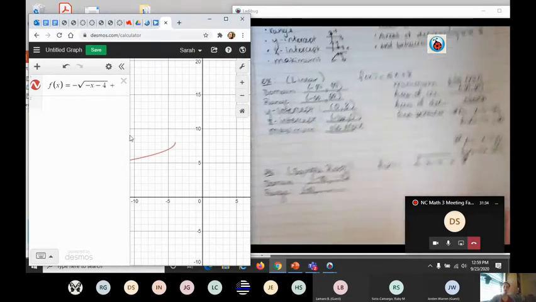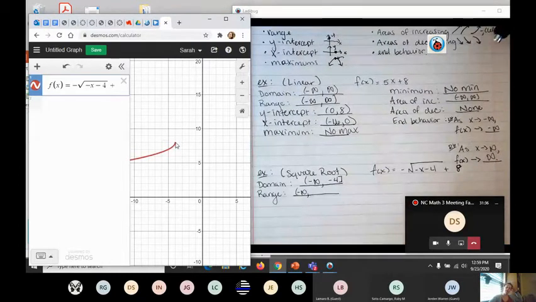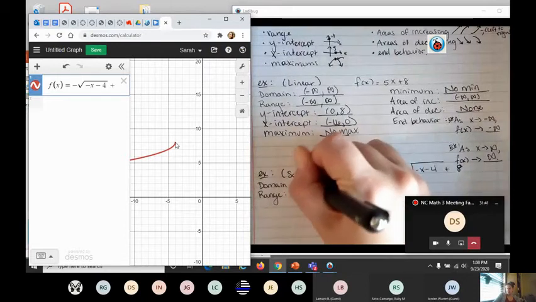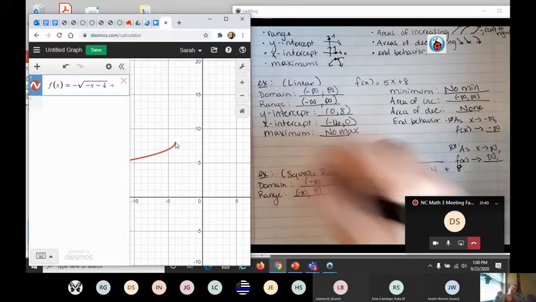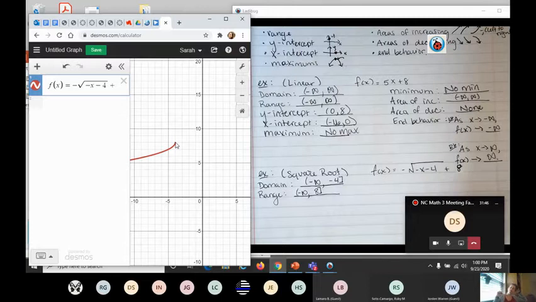And it goes all the way up to here and then stops. This is the highest point on here. So my range should go up to 8. And we do include it, so we use the square bracket. Okay, what questions do you have on domain and range for the square root?